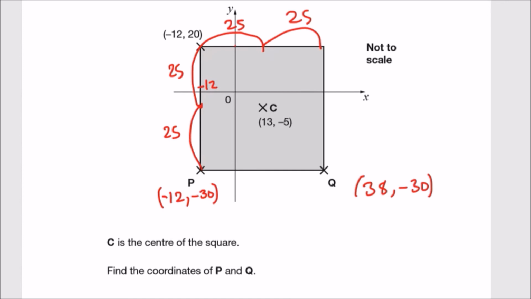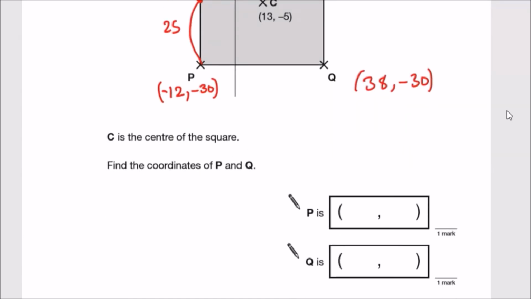And that's it, guys. I think this marks the end of the paper. So just put your answers here. So P is -12, -30. Q is 38 on the positive axis and 30 down on the y-axis.